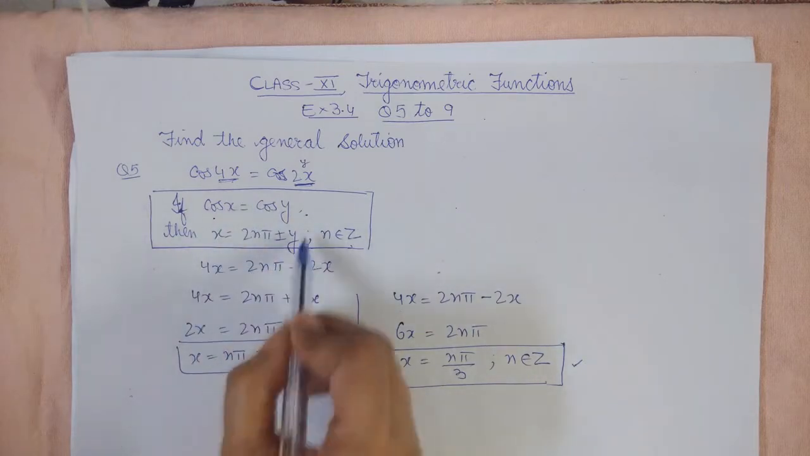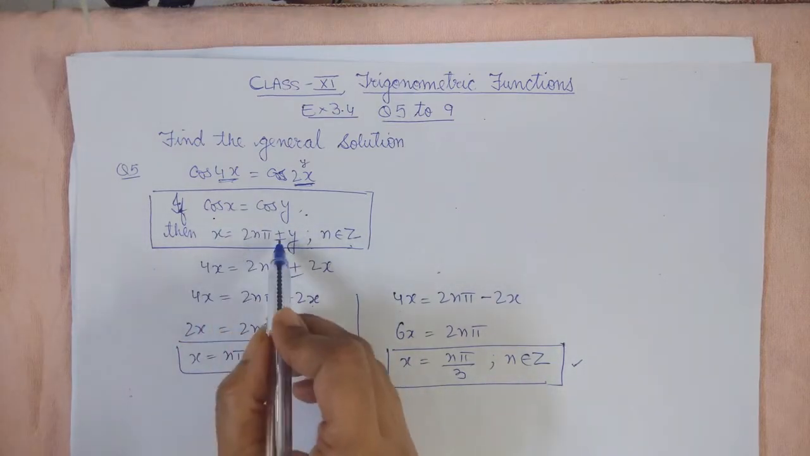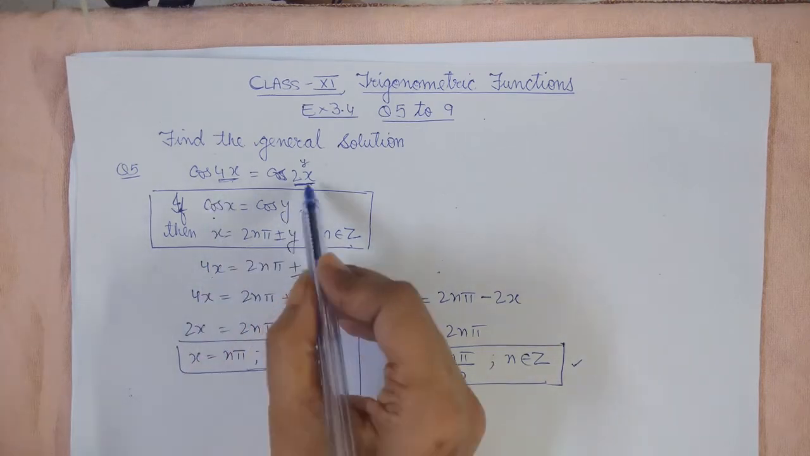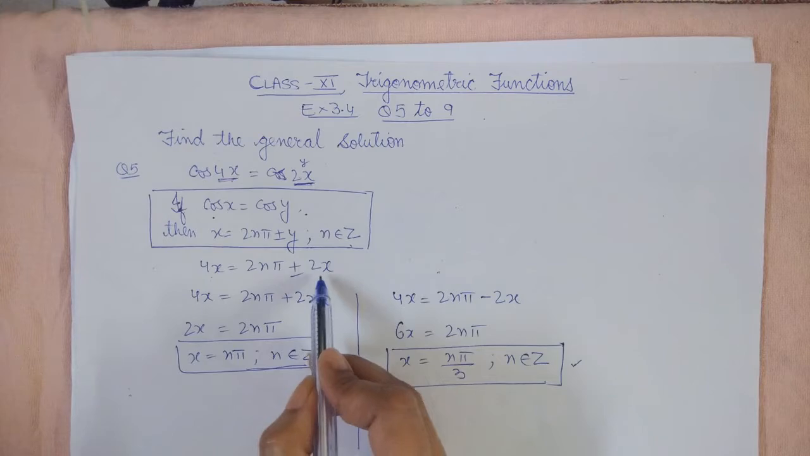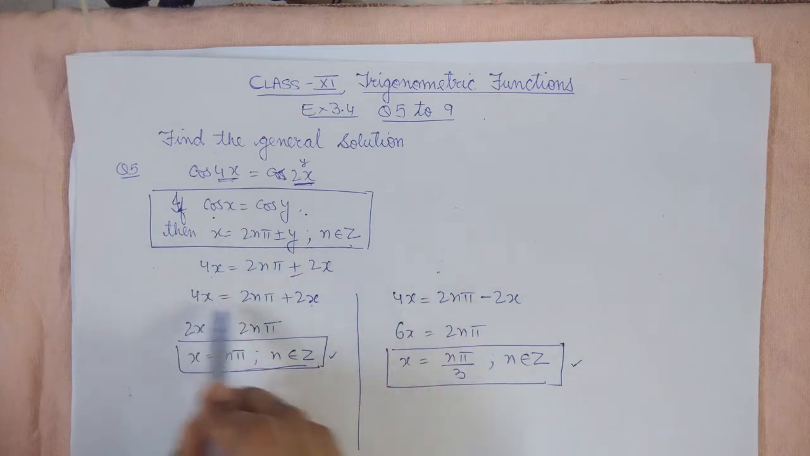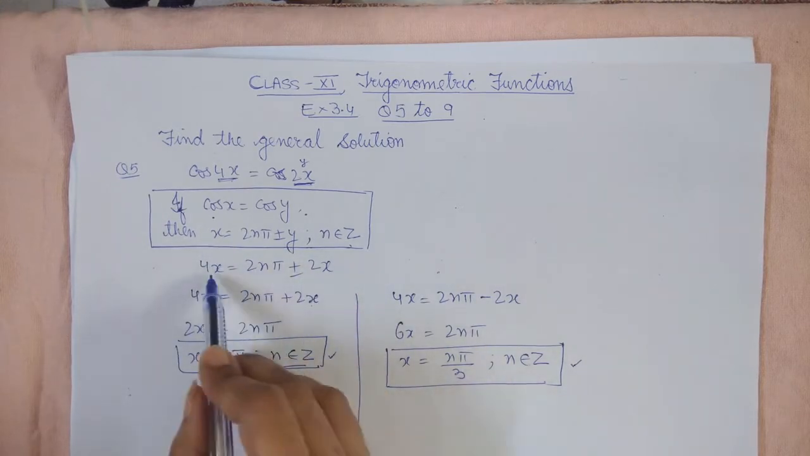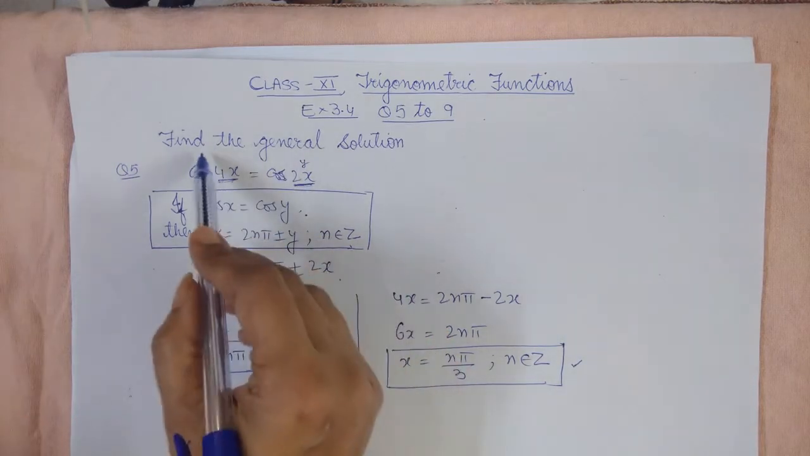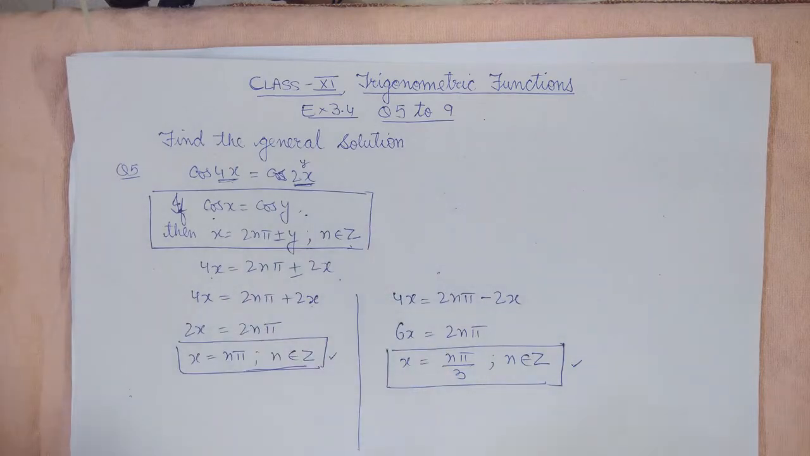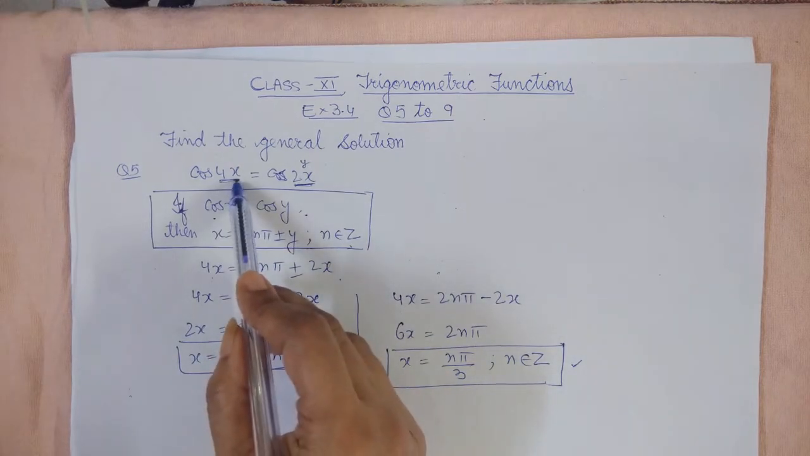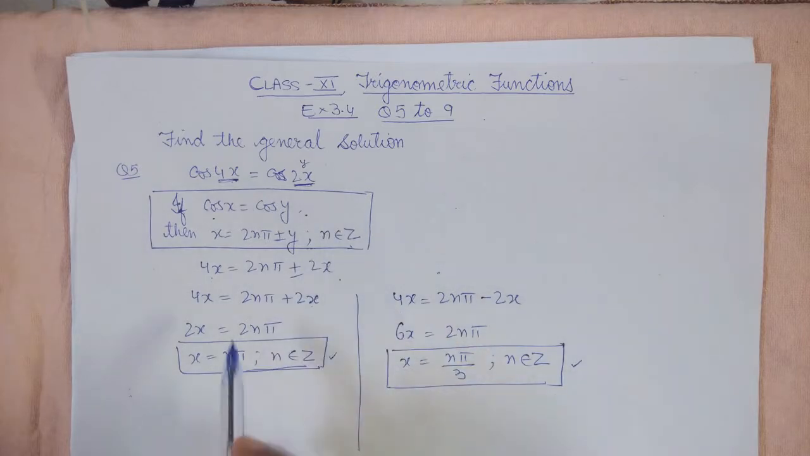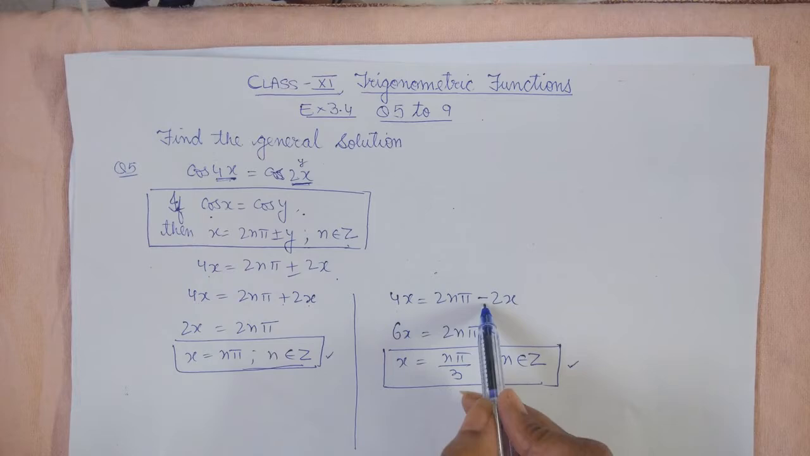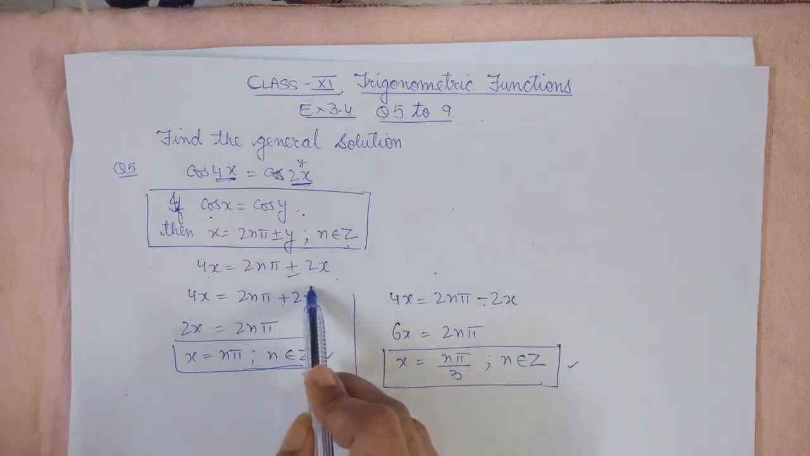So put it in the given condition, x equals 2nπ plus or minus y. Instead of x you will take 4x and instead of y you will take 2x. Put it in this condition. So you will get this solution: 4x equals 2nπ plus or minus 2x. Now, according to the question, you have to find the general solution, which means you have to find the value of x in terms of n. So first we will take positive and in the second we will take negative, because plus or minus is written here.